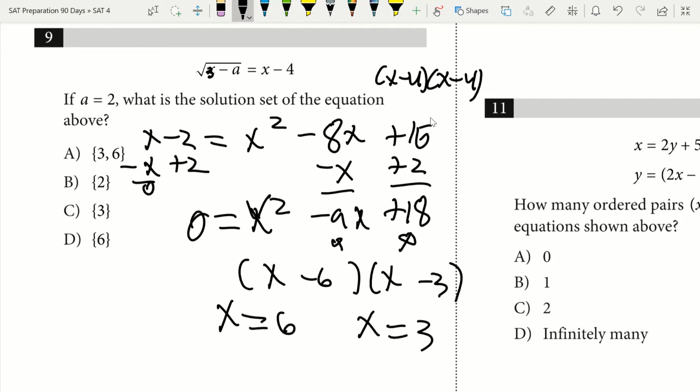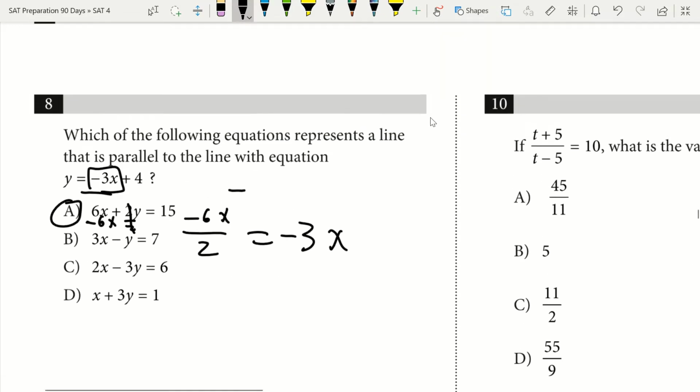Okay, so we'd have 3 minus, we know a is 2. That's 3 minus 2, that's 1. The square root of 1 is 1. Does that equal 3 minus 4? Well, 3 minus 4 is negative 1, so that does not equal. Okay, so 3 can't be a solution, so I can get rid of a. B isn't a possible solution. Like I just said, 3 doesn't work, so my answer there is going to have to be D for number 9.